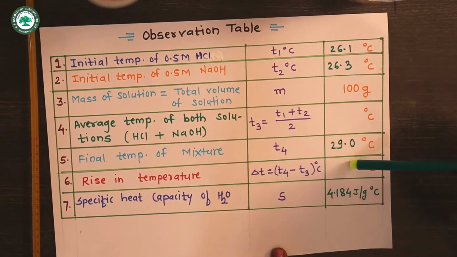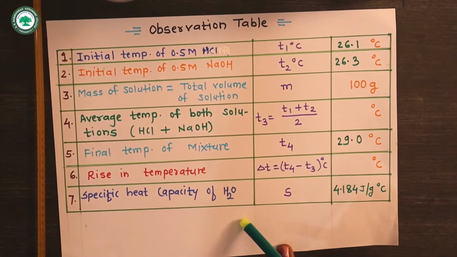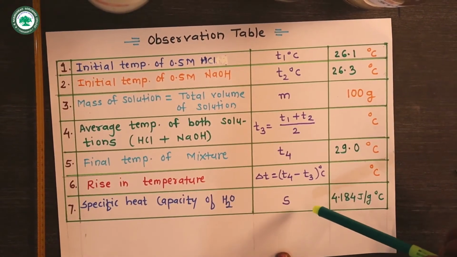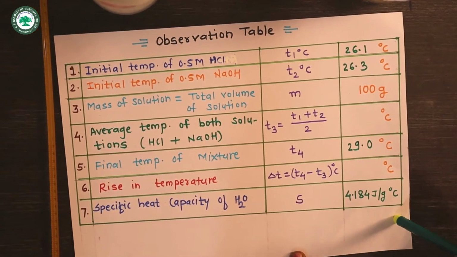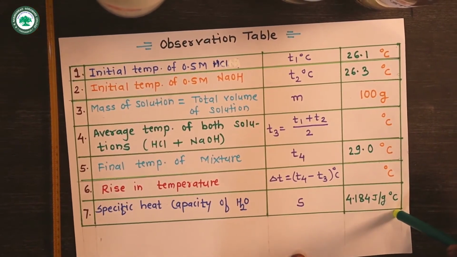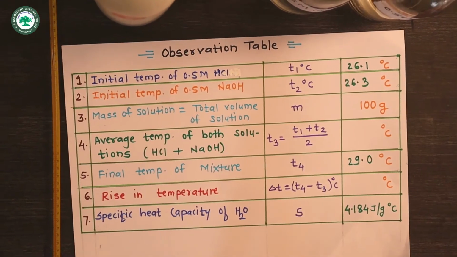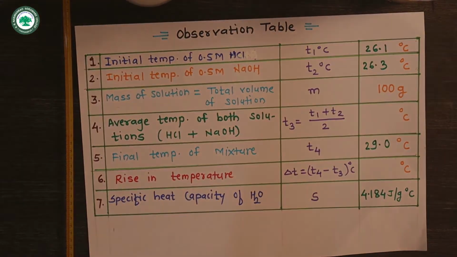Now we can note that by calculating. The specific heat capacity of water is constant, and that value is denoted by capital letter S, given by 4.184 joule per gram degree Celsius. And by using this calculation we can find the enthalpy change for this neutralization reaction.